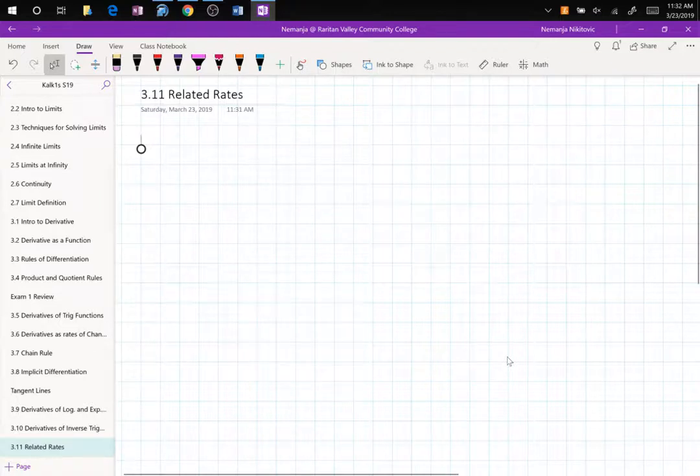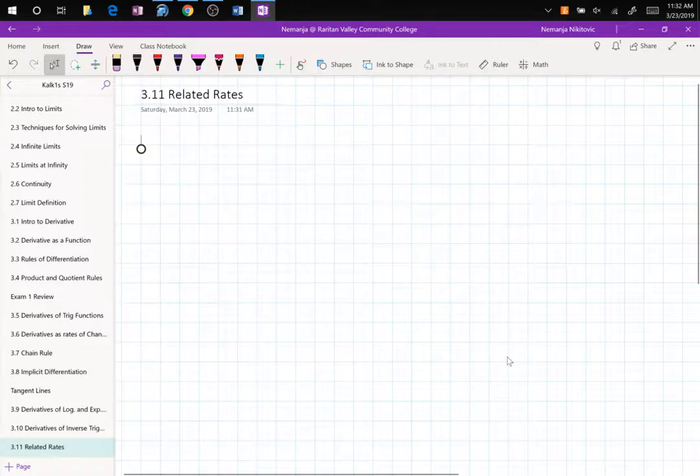So we are going to apply the knowledge on implicit differentiation and chain rule to one of my favorite sections. These are the word problems, and we get to take a look at many different situations. So let's talk about related rates.